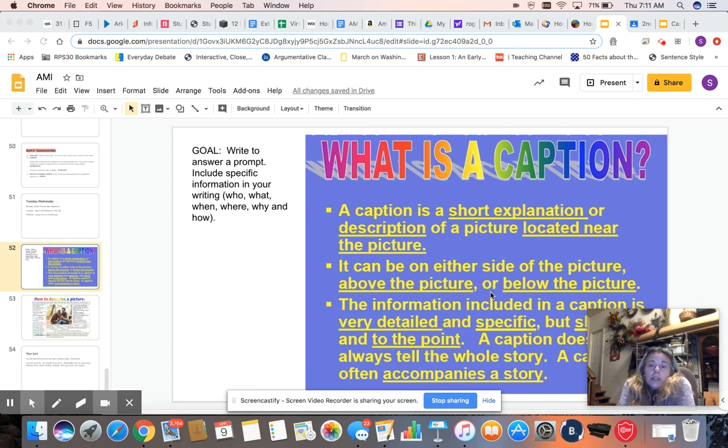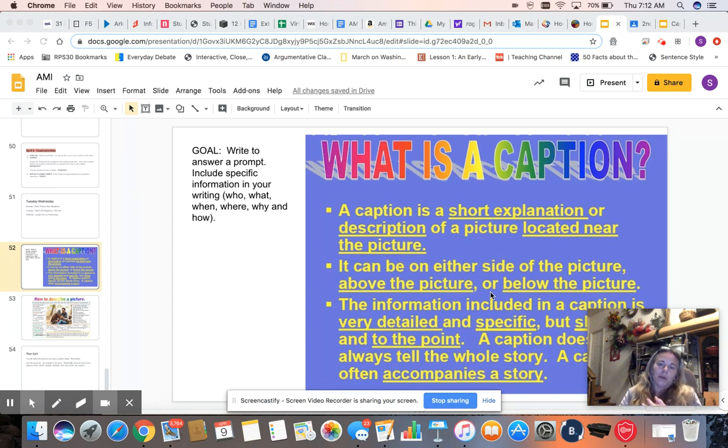What is a caption? It's a short explanation of what's going on in the picture. It's usually around the picture. It's either on the bottom of the picture, or it's at the top, or it's located on the side. And it accompanies the picture. And that's important because the picture communicates lots of information. You've heard that phrase, a picture's worth 1,000 words.